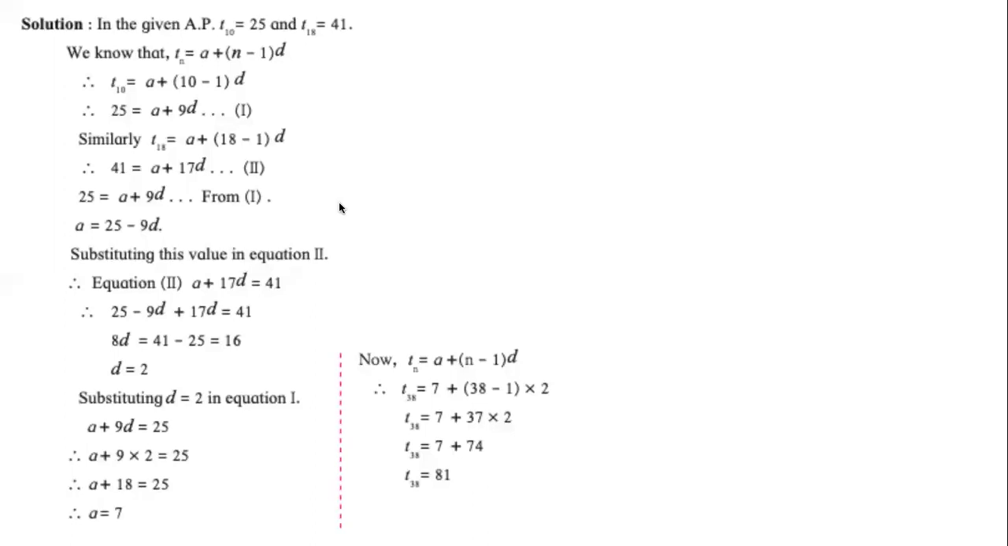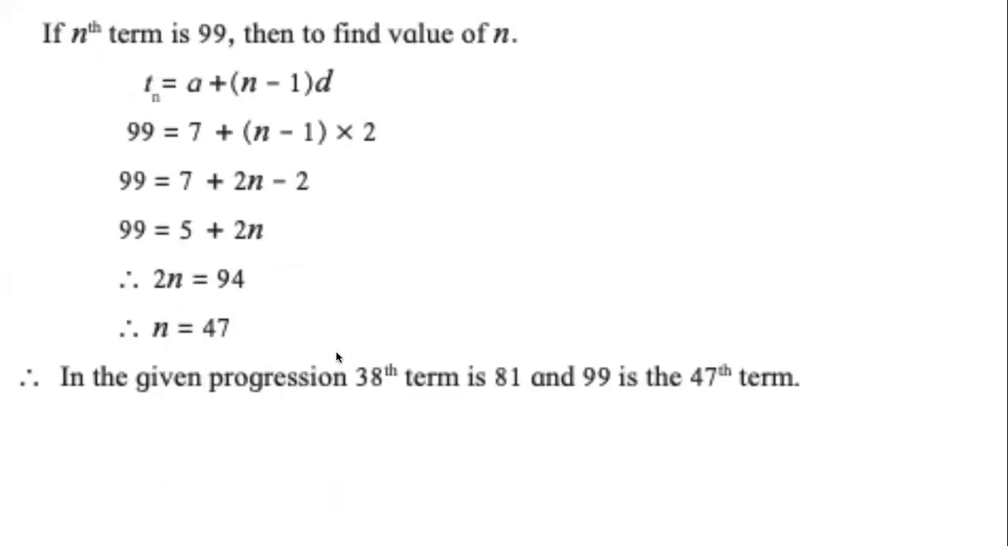And exact same logic is used in the solution. We form a linear equation 1, 25 equals a plus 9d. We form another linear equation which is number 2, 41 equals a plus 17d. Now it has used the substitution method to find out the value of d and then find the value of a. Once that is found out, using the formula for nth term, T30 has been found to be 81. And then finally, by taking 99 as the nth term, the value of n has been found to be 47. That means 47th term is 99.